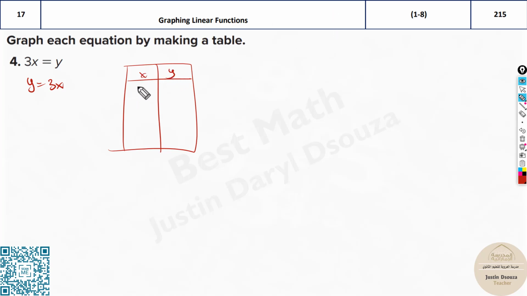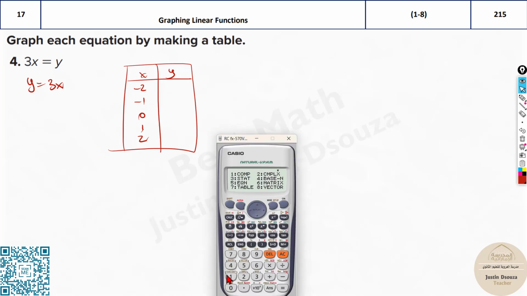But before that, x values are always same. Don't change these values in your exam. Just use the same values. And in the calculator, we press mode and 7 and then type the equation. It's 3 and x. And starting is at minus 2 and 2 and 1. You can just memorize minus 2, 2 and 1. And here we go, minus 3, minus 6, minus 3, 0, 3 and 6. So this is what we write here, minus 6, minus 3, 0, 3 and 6. And then we graph it out.